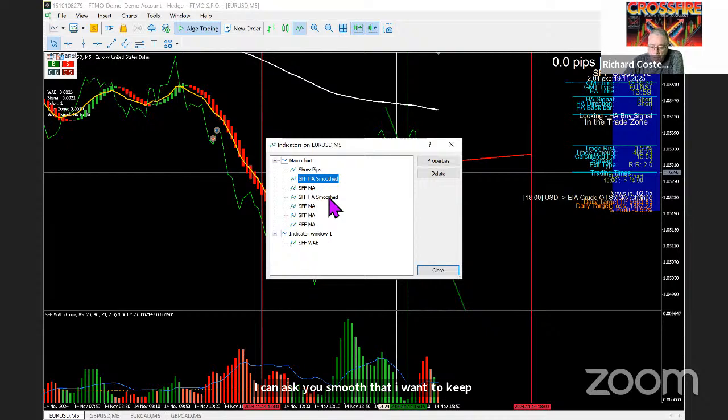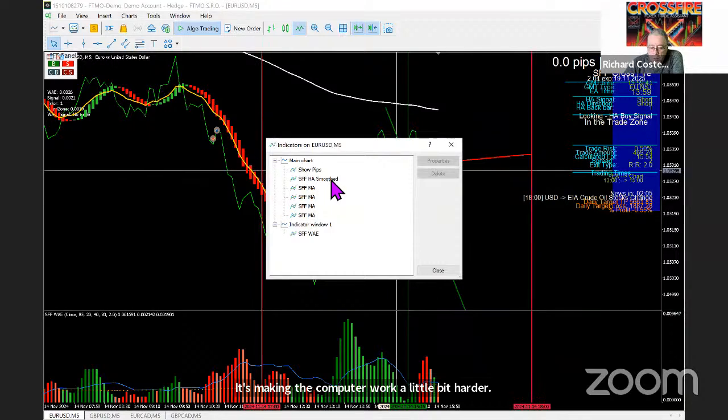So therefore I don't need this one, so I'll delete that. It's just duplicating, and it's making the computer work a little bit harder. So I've got one smooth, which is what I need. I want the 13. This is these Heikin Ashi. I've now got 4 moving averages, and I need a maximum of 3.